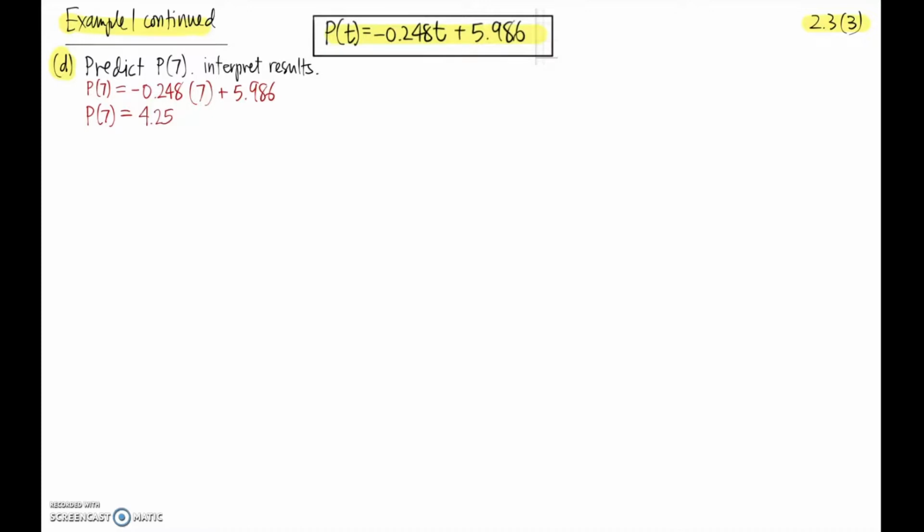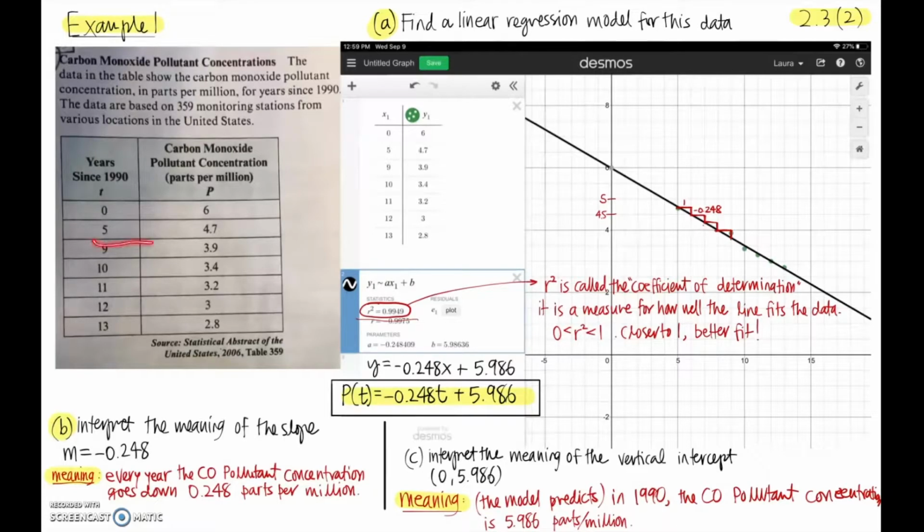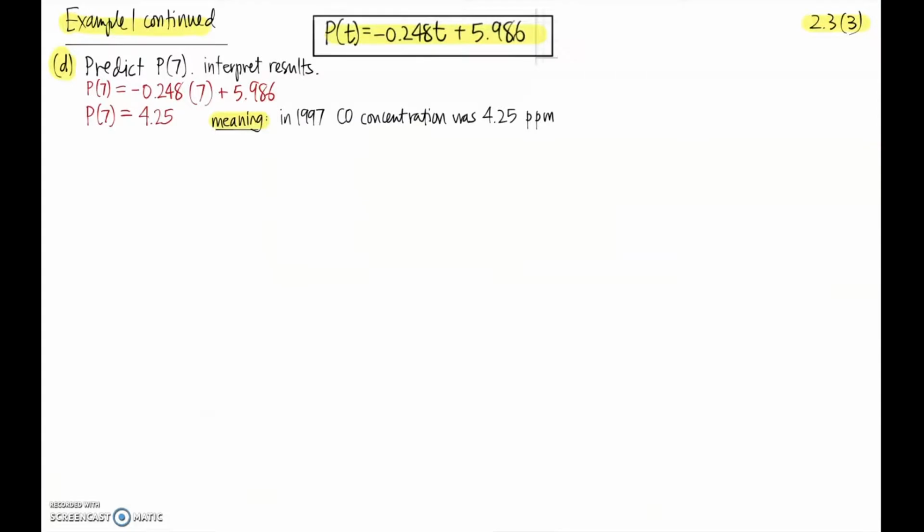Now we're asked to interpret our results. So what does it mean for P of 7 to equal 4.25? Well, 7 is, let's see, is that a year or the pollutant concentration? That's definitely a year because it's our input. So in 1997, the pollutant concentration was 4.25 parts per million, and that lines up pretty well with the data because it was going down, and from year 5 to year 9, we would expect year 7 to be in between those two. So in 1997, the carbon monoxide concentration was 4.25 parts per million.